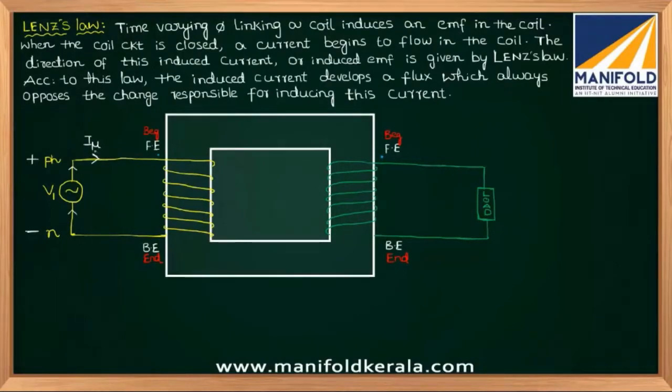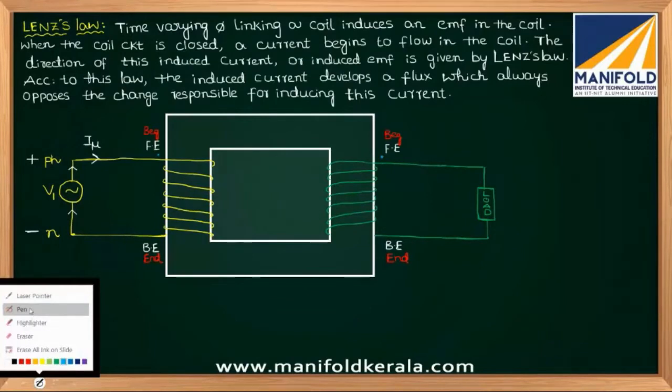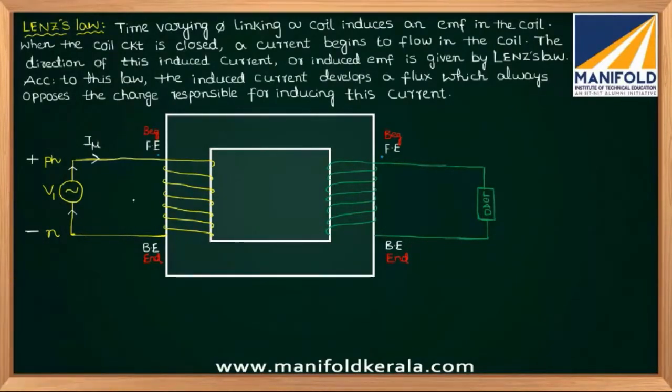Now tell me the direction of current in this yellow color winding. On the primary side, is the I mu current entering at the front end or the back end? Please respond. Front end. So I am just going to give a direction of current. Please tell me, is it correct or wrong? I mu is entering at the front side of the core like this.